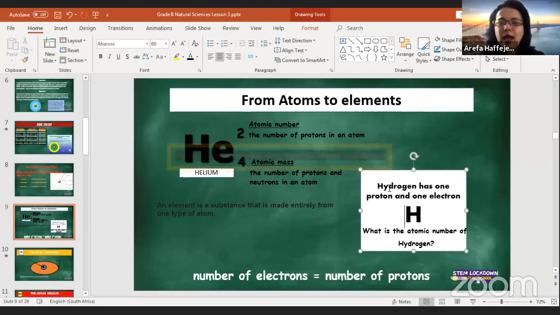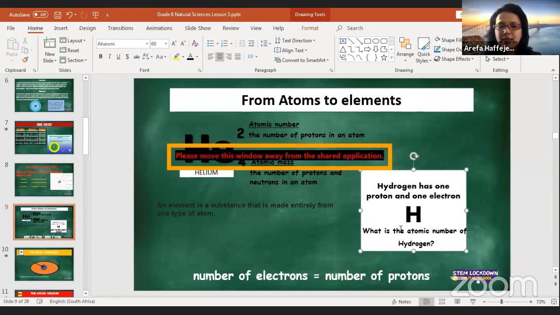Okay, so hydrogen has one proton and one electron. So the symbol for hydrogen is H. Okay, so what is the atomic number of hydrogen? So the atomic number of hydrogen would be 1.